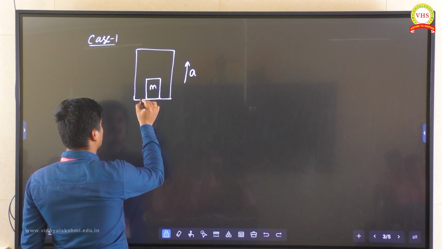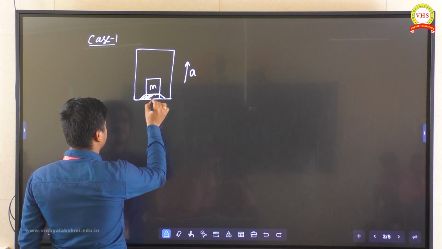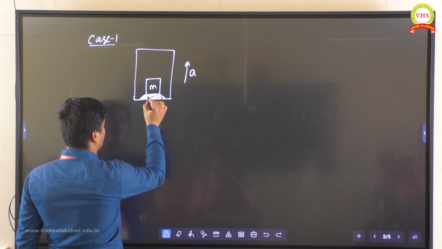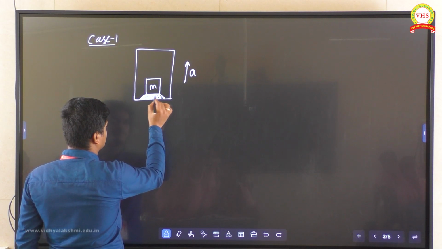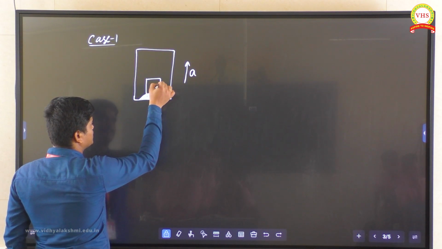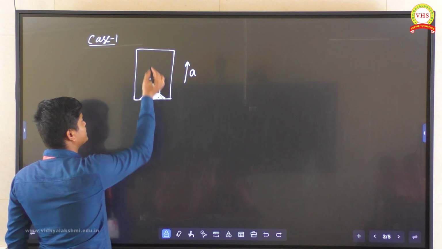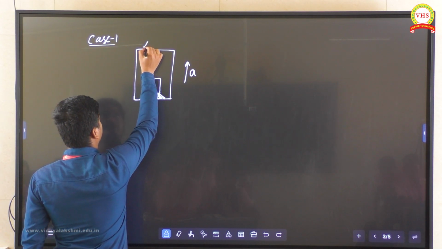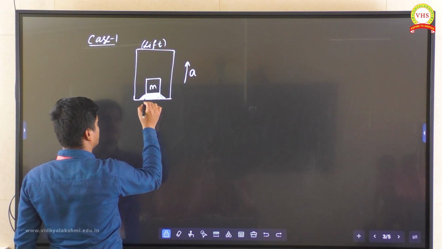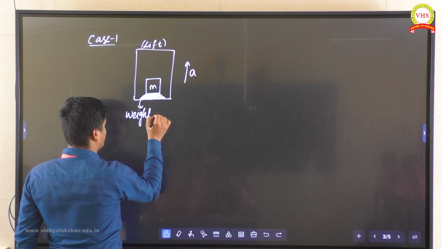And here suppose it is present on a weight machine. This mass is present on the floor, but here one weight machine is there. Let me take one weight machine here. This mass m is present on a weight machine. This is the total system, basically a lift, and this lift is moving upward with acceleration a. In the below, one weight machine is there.